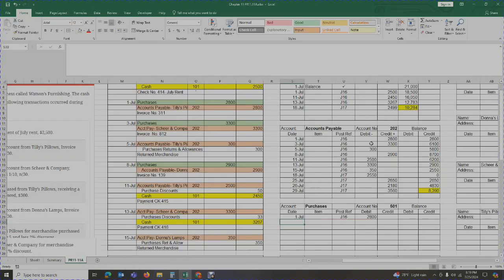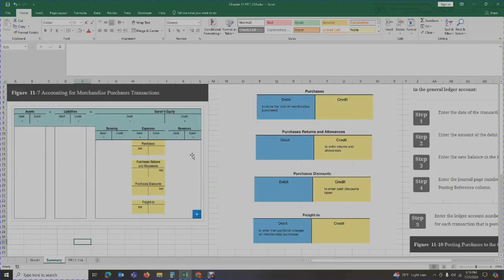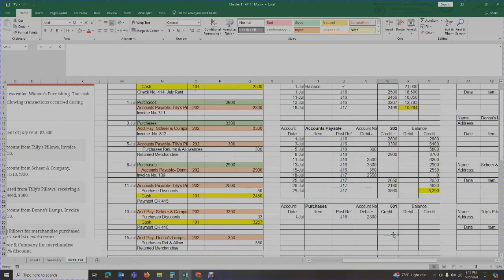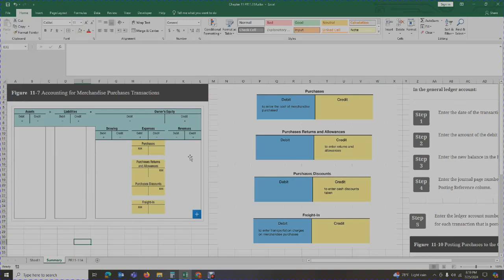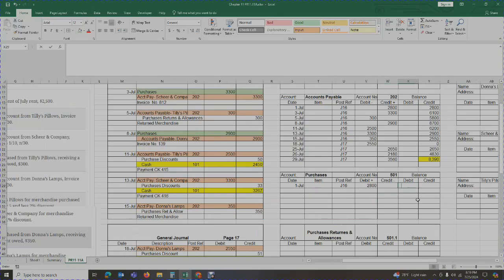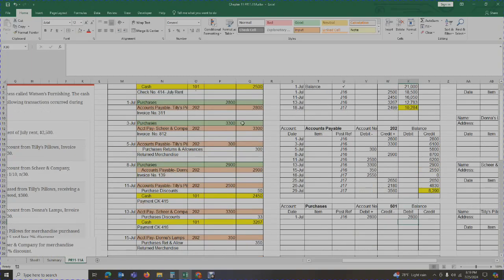Purchases. Okay. A debit increases and a credit decreases. Okay. Make sure you always follow your accounting equation. Okay. So, for purchases, the balance will always be on the debit side, okay? So, let's put that balance on the debit side, okay? So, that happened. I'm going to go back to my journal and I'm going to enter account number 501.